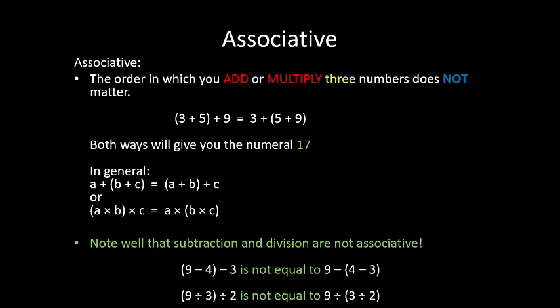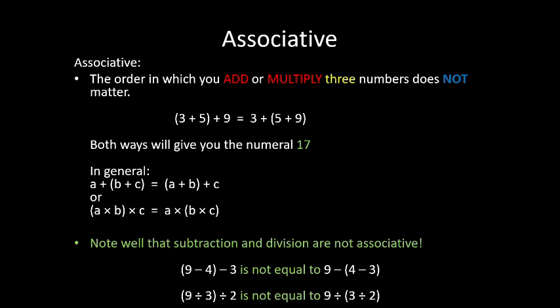Associative. Associative deals with the order in which you add or multiply three numbers, and it does not matter. For instance, if you have 3 plus 5 in brackets plus 9, it will also be equal to 3 plus in brackets 5 plus 9. Both ways will give you the numerical value of 17. In general, if you move the brackets around, you get the same thing.